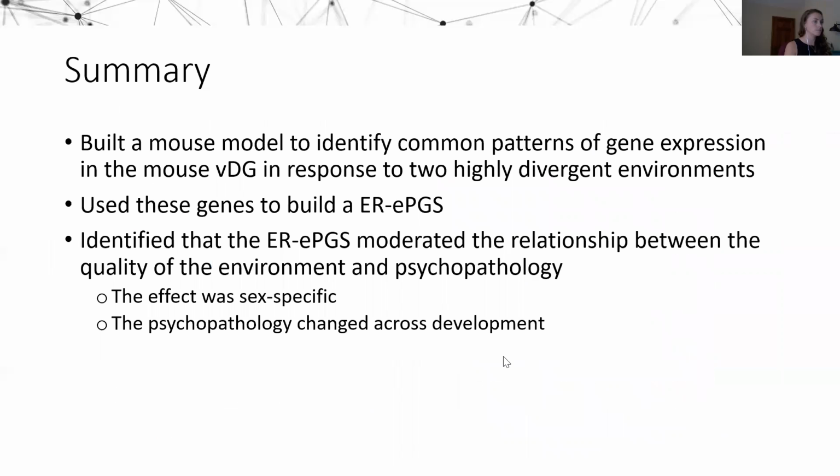In summary, today I showed you that we built a mouse model to identify common patterns of gene expression in the ventral dentate gyrus. We used these genes to build a polygenic score and identified that this score moderated the relationship between the quality of the environment and psychopathology in 4 distinct cohorts.